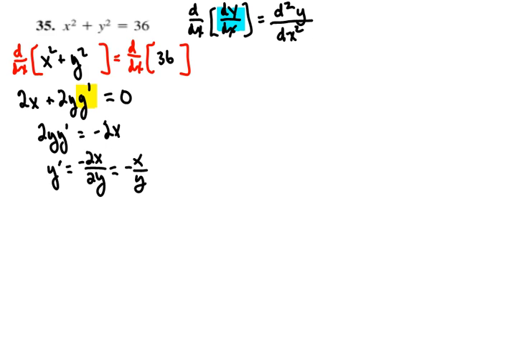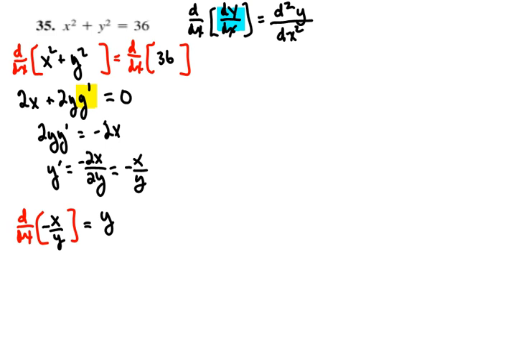Now we need to find the derivative of that with respect to x. And now you might notice that it's a little bit different. We don't have an equation anymore here. Now we just have an expression, which is y prime, and we want to find the derivative of that expression. In this particular case, we have a quotient, so we're going to need to use the quotient rule.